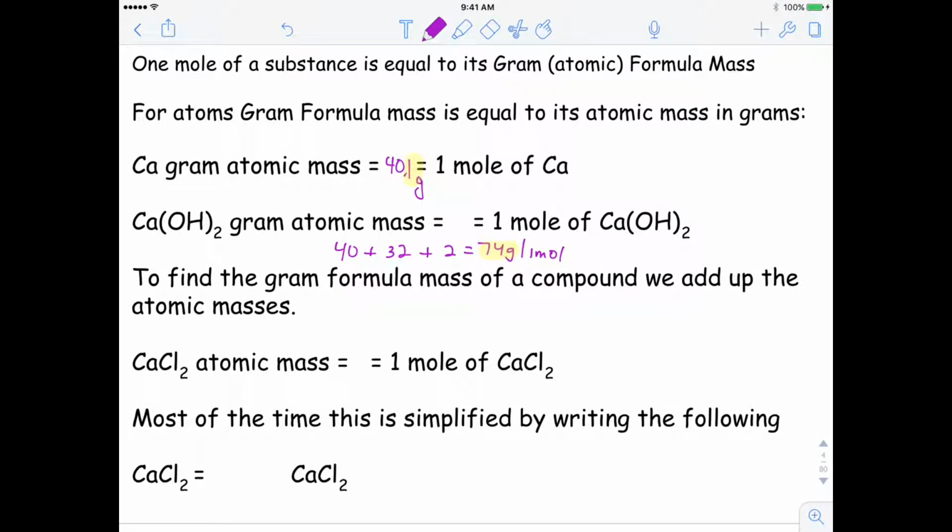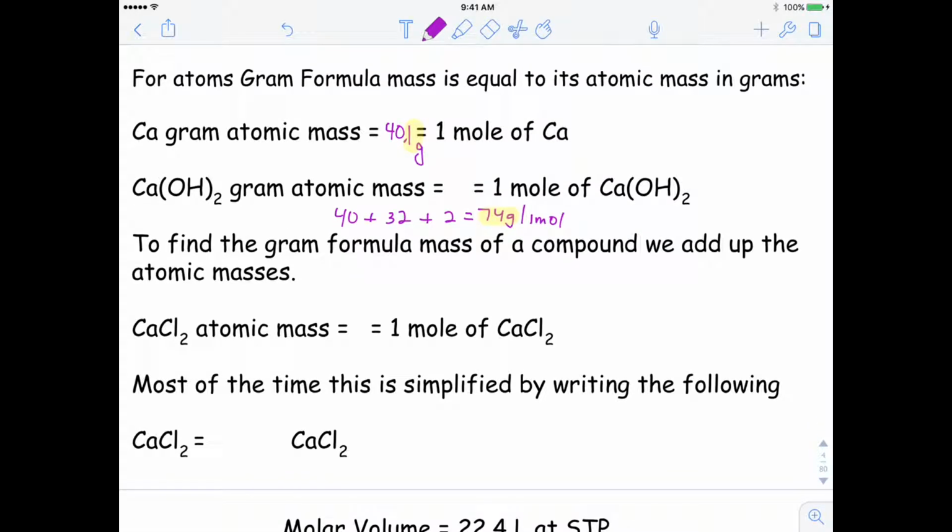We could do the same thing for calcium chloride and find its atomic mass. Calcium is 40, plus the 2 chlorines. The chlorine is 35.5, times 2. Chlorine is one of those weird ones, 35.5, right in between those 2 numbers. I keep that, so that gives me 40 plus 71, which is 111 grams per mole.